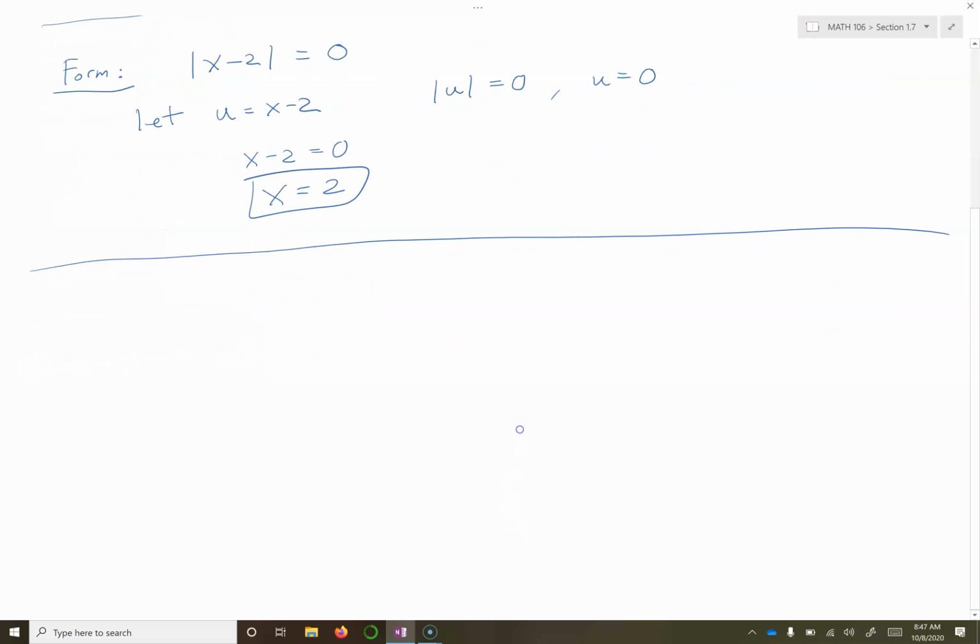Now what happens if you see a form like this? We're not going to have a 0 involved. So what you're going to want to do is isolate the absolute value. Isolate it. So it means just get it on one side of the equation. So I'll have 6x minus 3 equals, and I bring that 8 over, I'll get a 9.